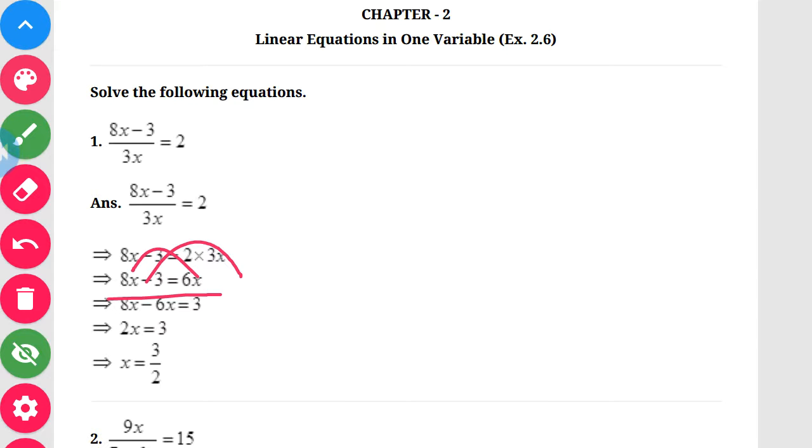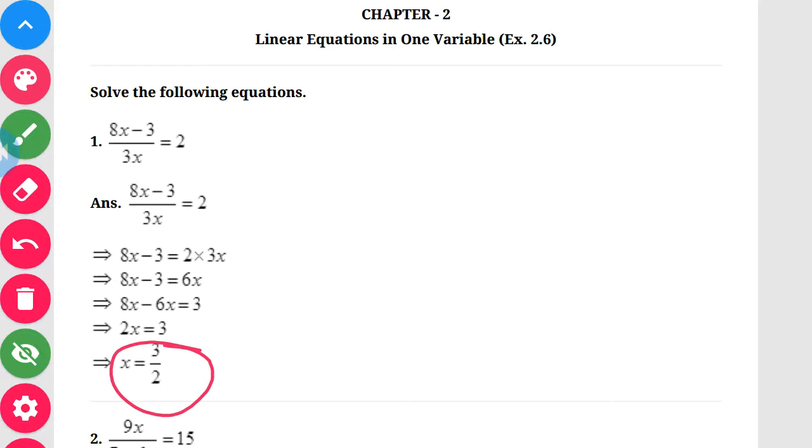As you can see here, this equation, that is 8x minus 6x is equal to 3. As simple, 8 minus 6 is nothing but 2, so I am going to write here 2x is equal to 3. So your x is equal to... if I transpose the 2 to the other side, it goes to the denominator, and your answer becomes x is equal to 3 by 2. I hope you have understood.